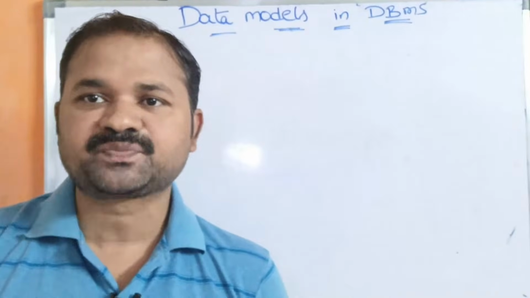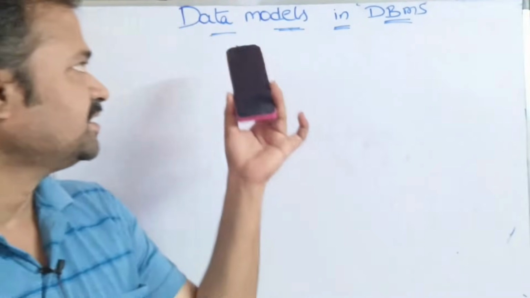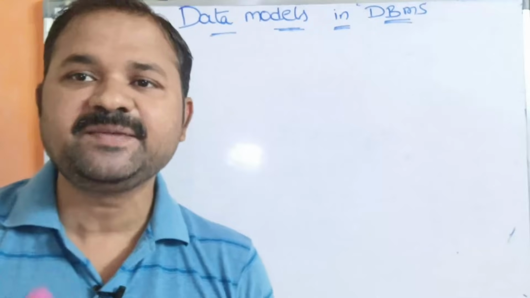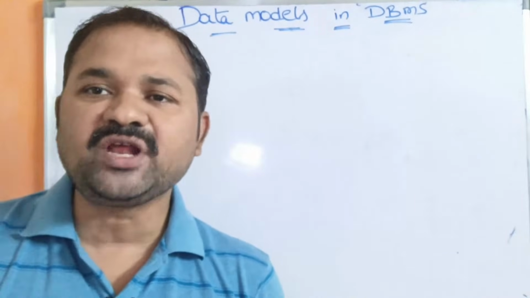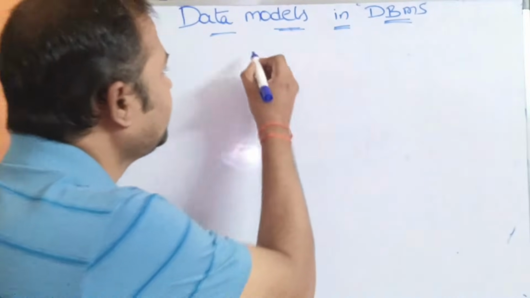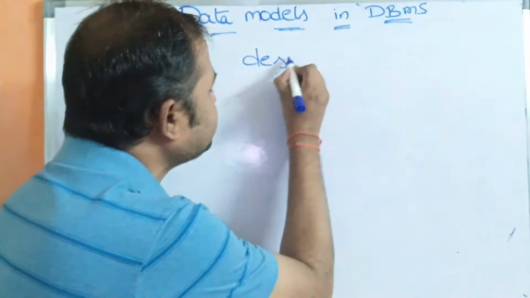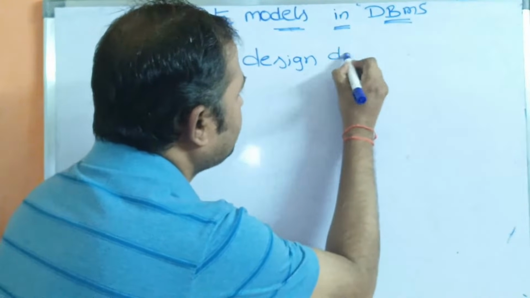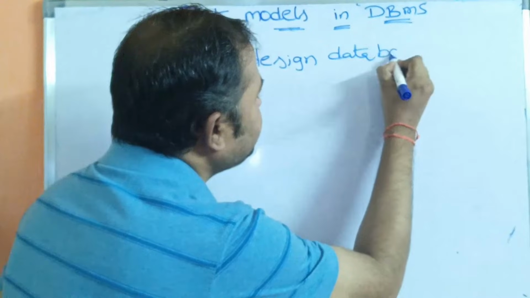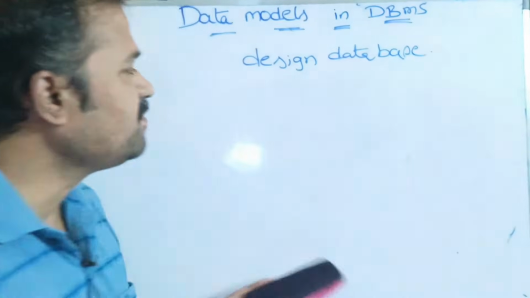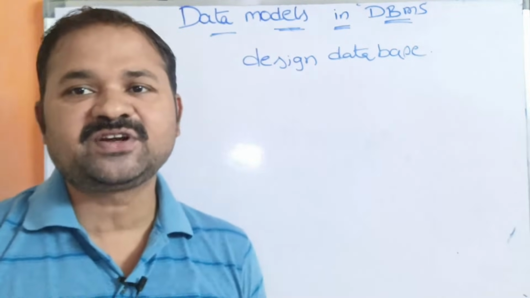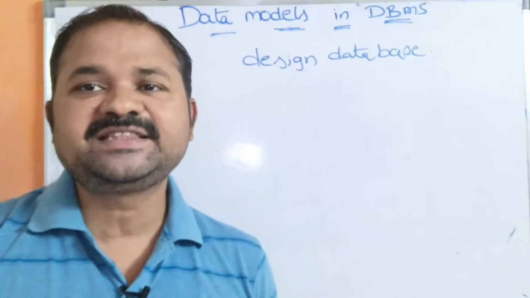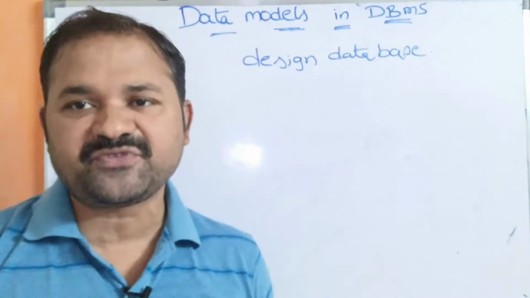In this video, we are going to discuss data models in DBMS. Data models are mainly useful in order to design a database. So to design the database, we use a data model. The best example for a data model is the construction of a house.